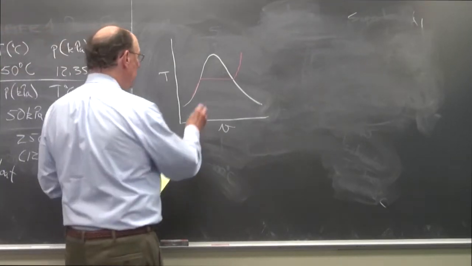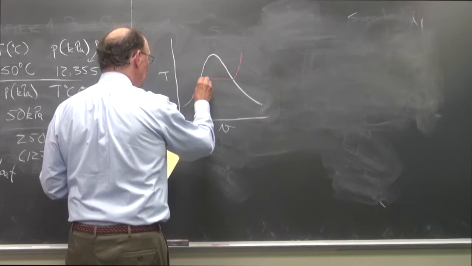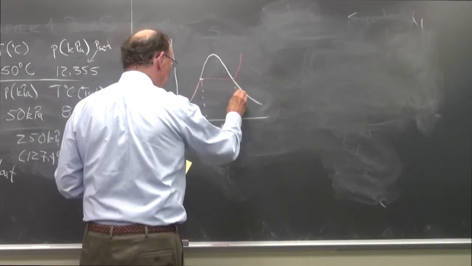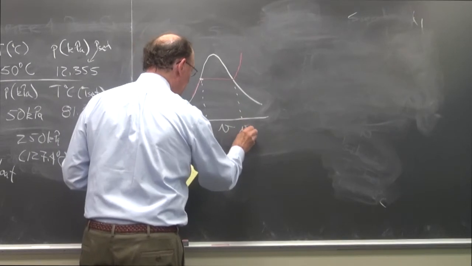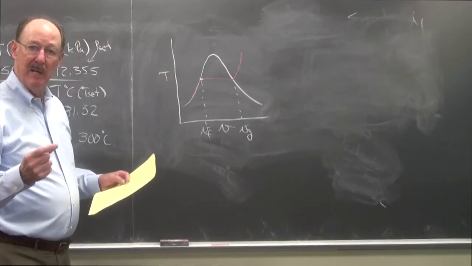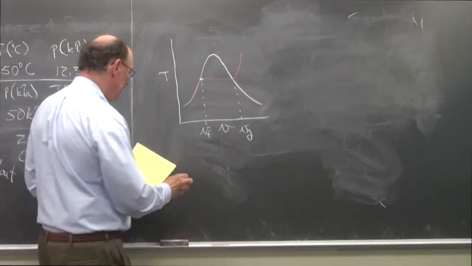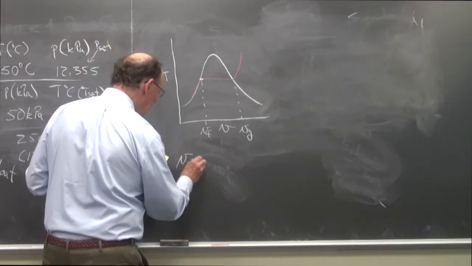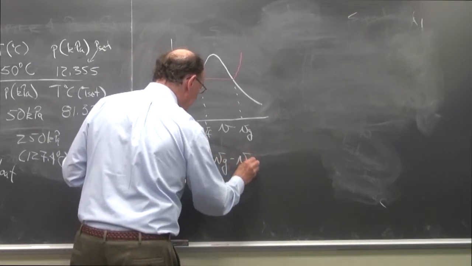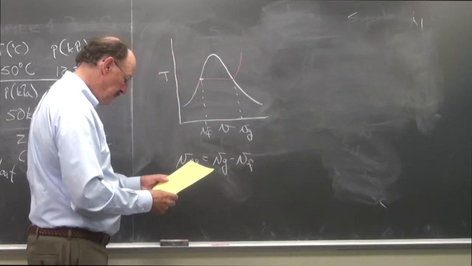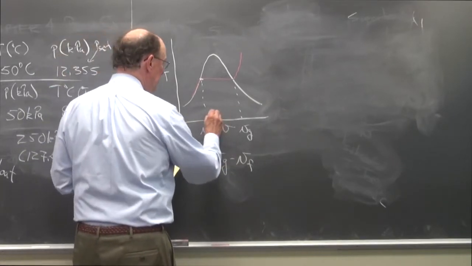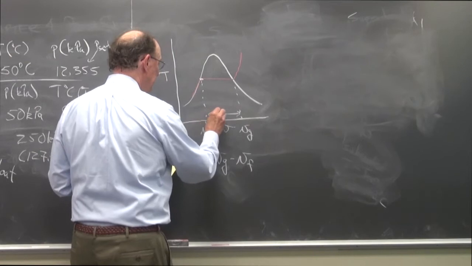And this value is V sub F. This value is V sub G. The difference between them is V sub Fg, and it's not a tabulated property. So V sub Fg is equal to V sub G minus V sub F. And so that's this distance right here. So this distance right here is V sub Fg.